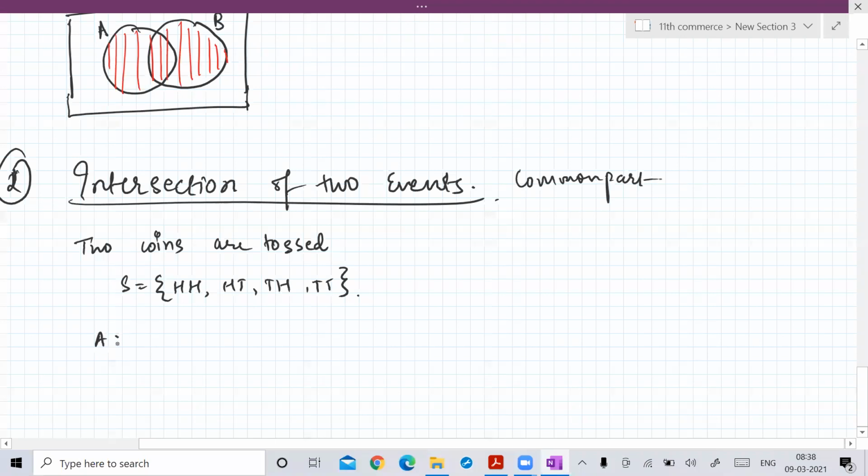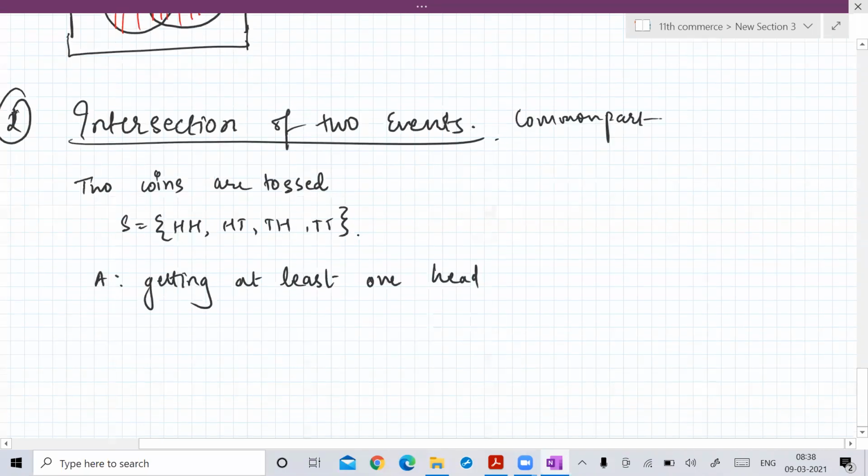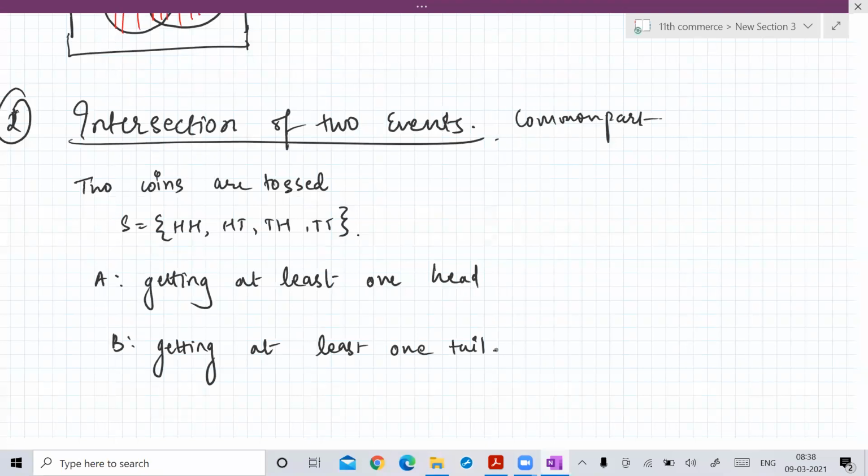So if I say event A is getting at least one head, and B is getting at least one tail, can you tell me what would be the intersection? Can you try? Tell me fast.